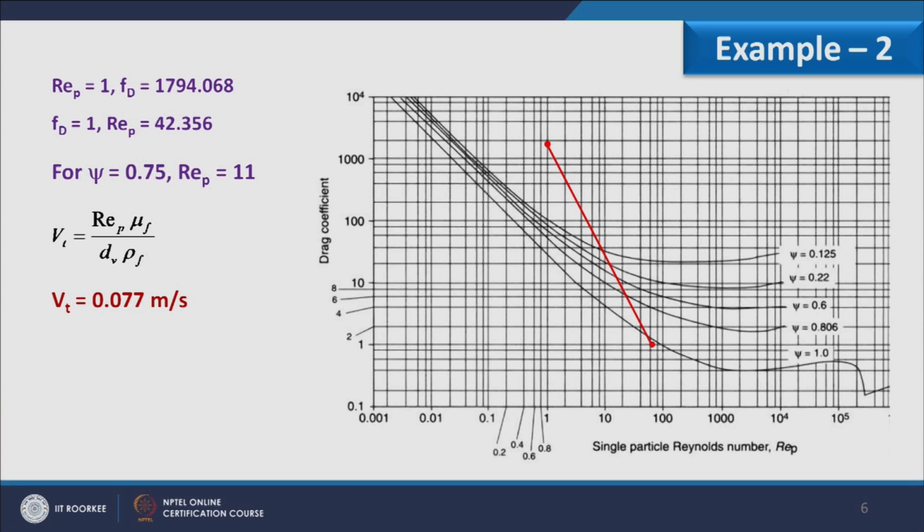point of consideration. So, here you see this point we have considered as 0.75, because the plot of 0.75 sphericity will intersect the red line at this point only. So, considering this point, we can have the drag coefficient as well as the value of Reynolds number. Following this point, we can have Reynolds number as 11, which we can see from this graph very easily. Once I know the Reynolds number value, we can calculate the terminal settling velocity, which comes out as 0.077 meter per second.